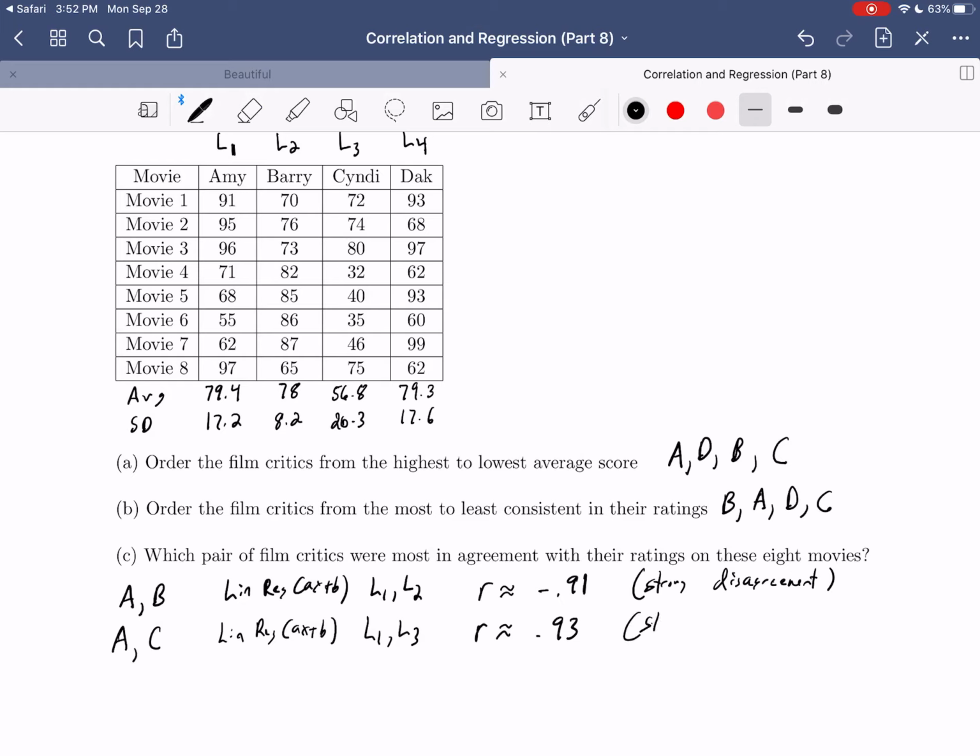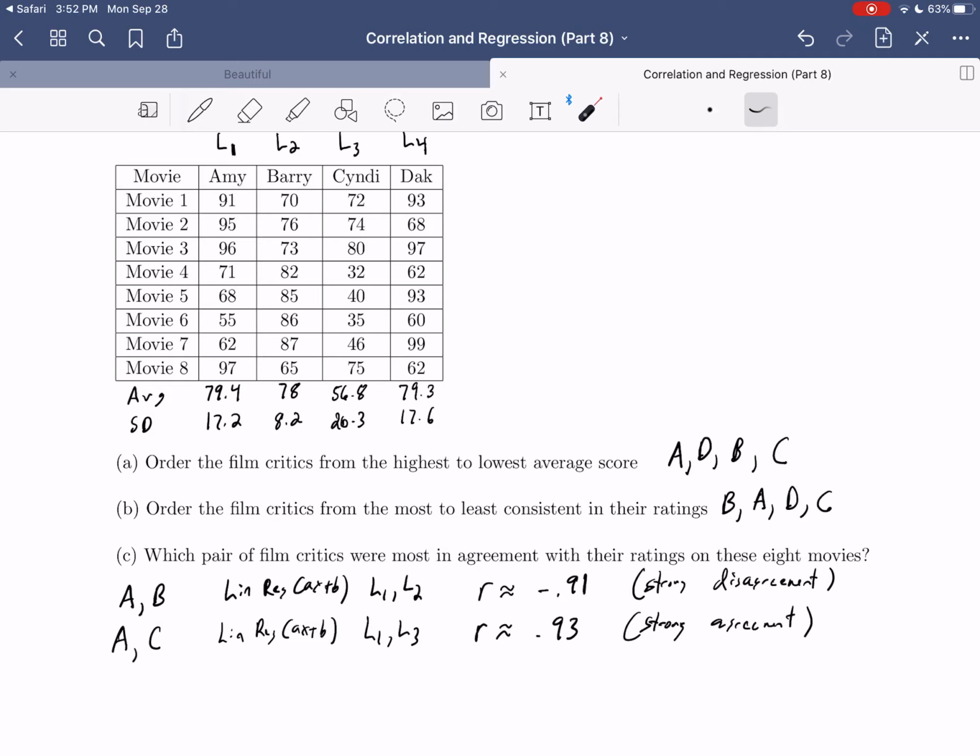Now that would be viewed as strong agreement. In other words, Amy and Cindy seem to be on the same page. Now, you might look at the data and say, that doesn't seem to make sense, right? I mean, movies 1 through 3, Amy was giving 90s, whereas Cindy gave them low 70s and an 80.